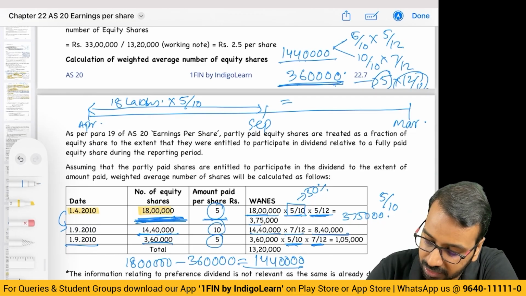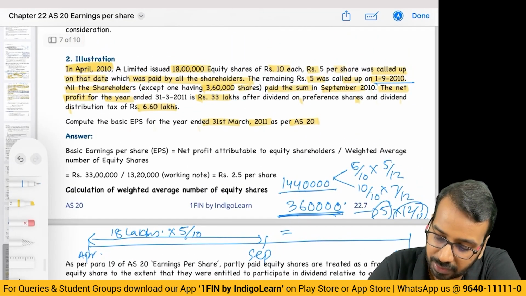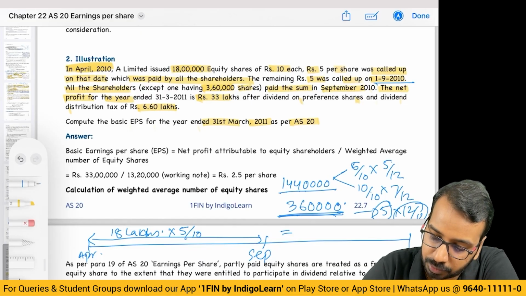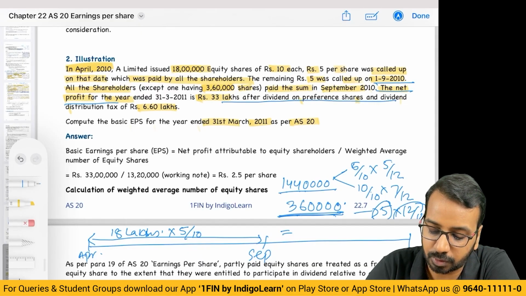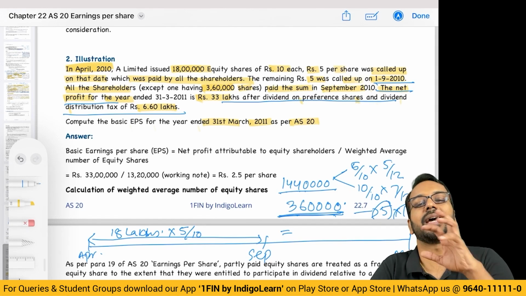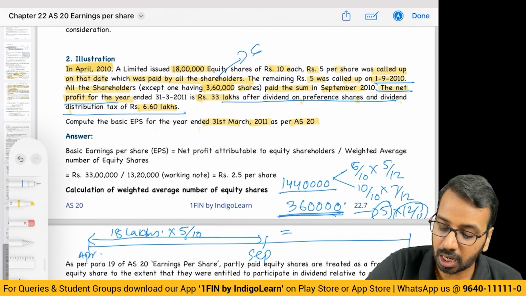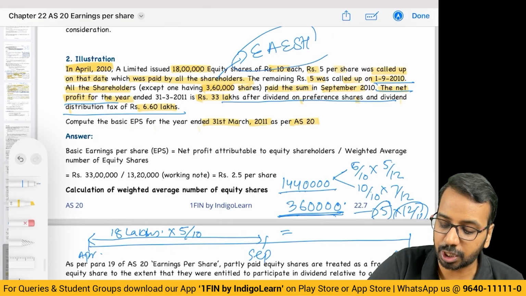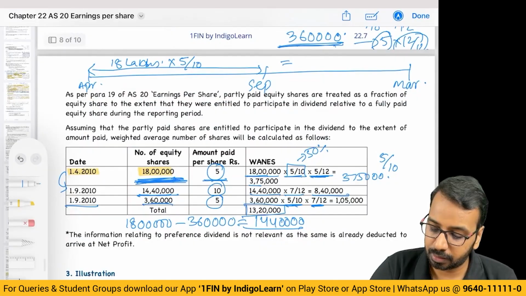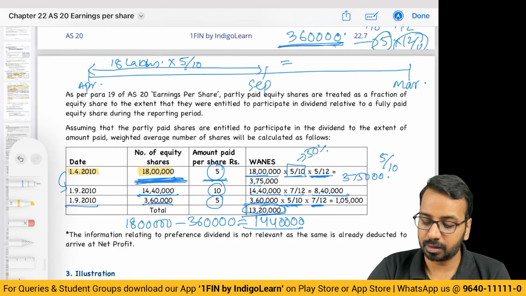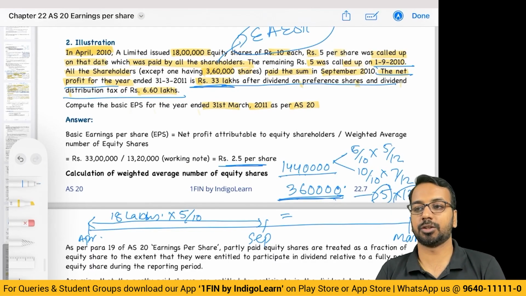Now after calculating this, the total comes to 13 lakh 20,000. Then earnings available to net profit for the year after dividend on preference shares and dividend distribution tax. So they have directly told us profit after dividend. This means this is my earnings available to equity shareholder. So what will I do? 33 lakhs divided by 13 lakh 20,000. The number comes to 2.5 per share.